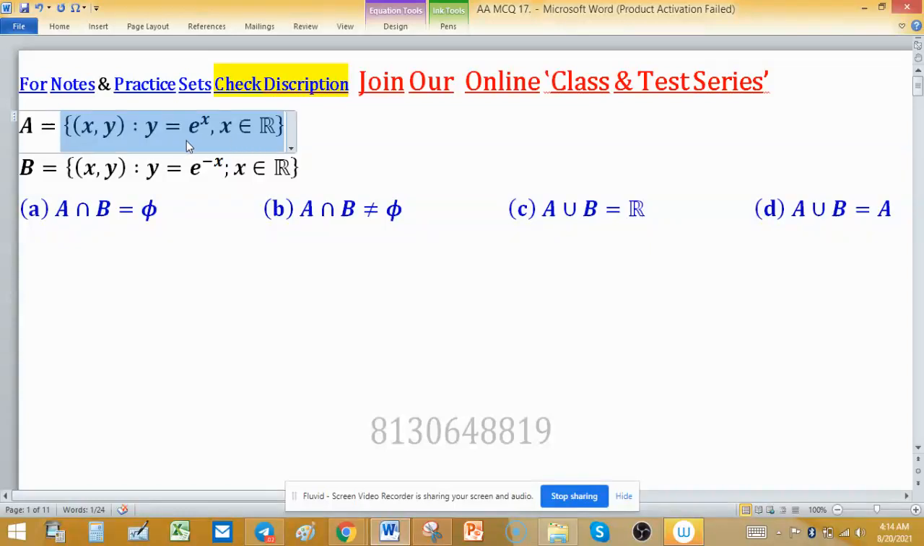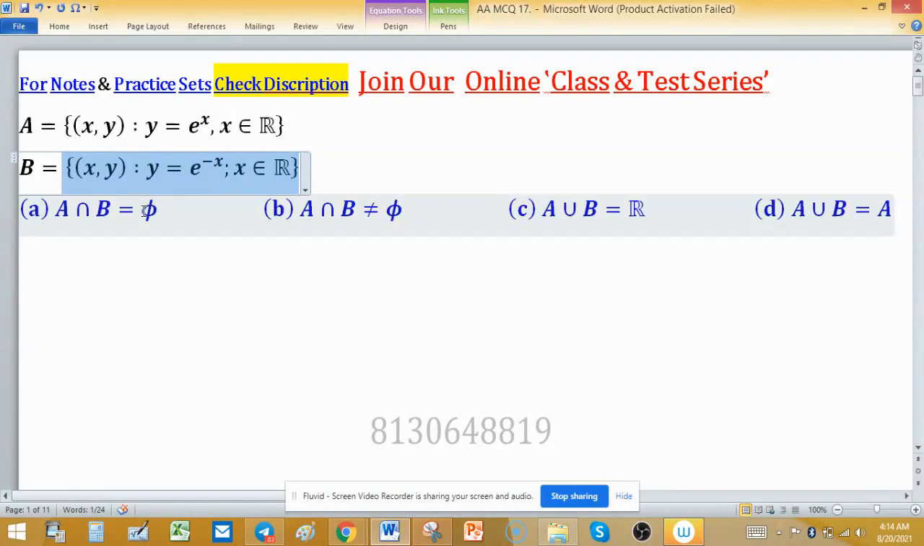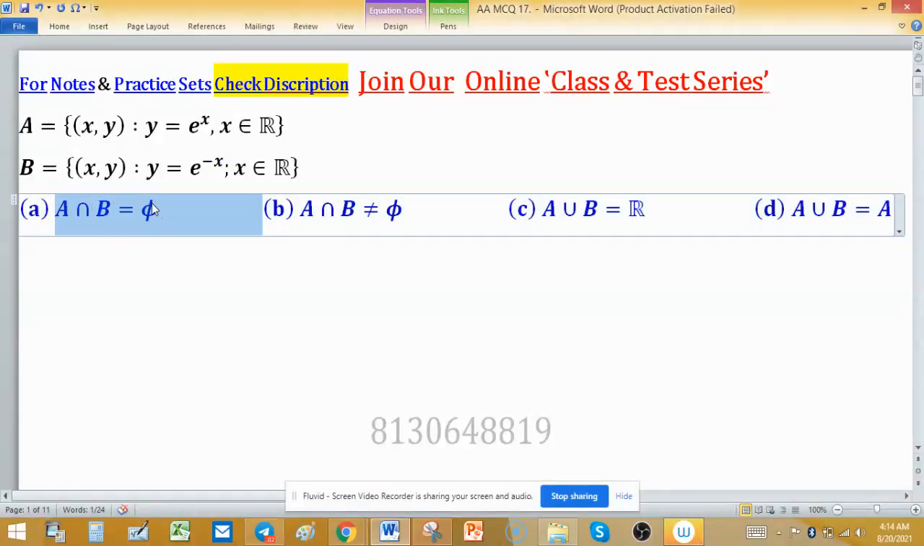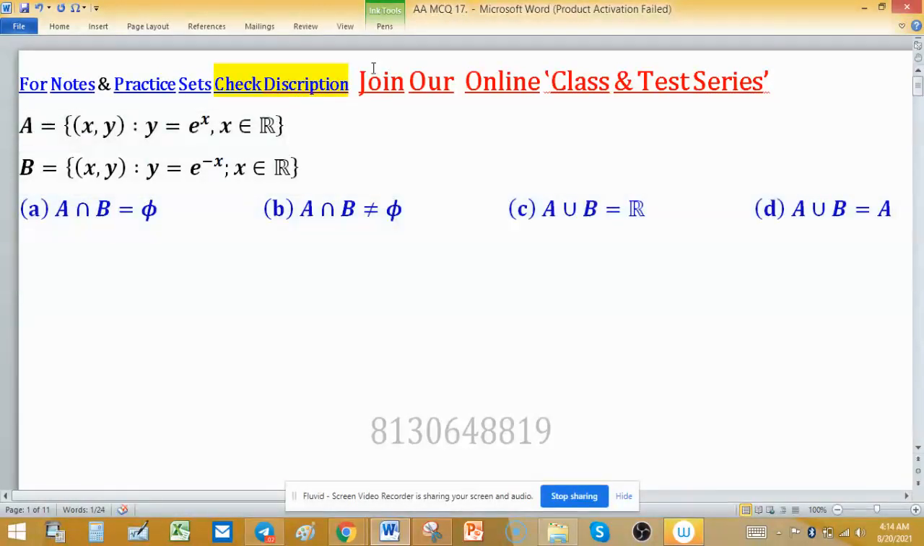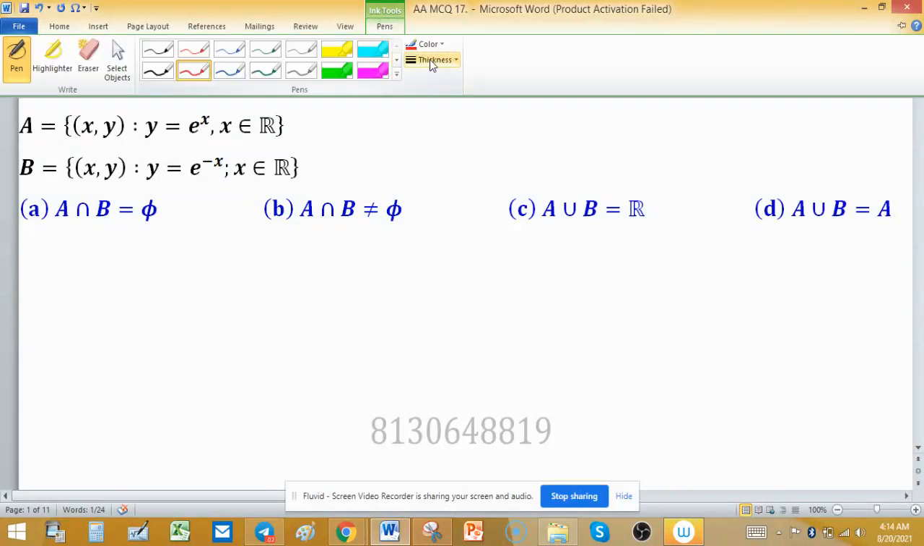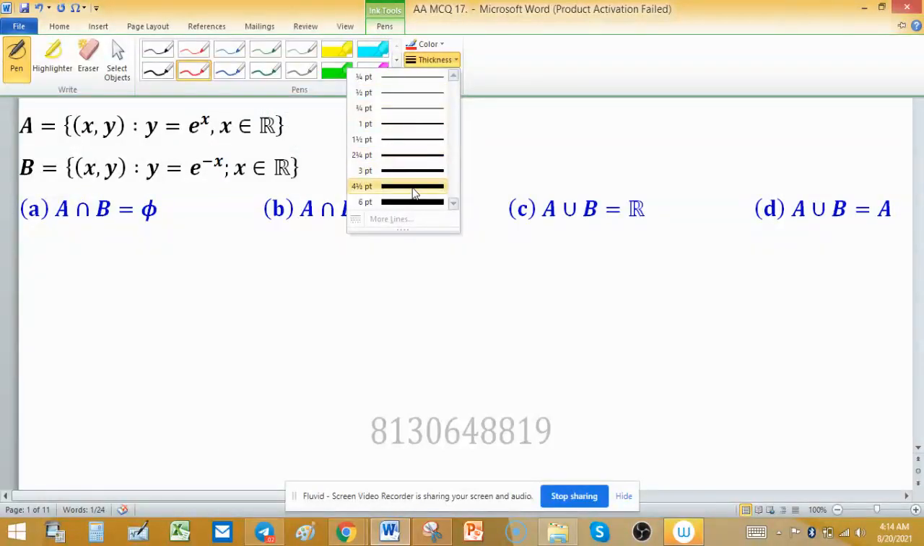Set A is given by this set builder notation and set B is given by this set builder notation. So we have to tell about the intersection of A and B. It will be an empty set, it will not be an empty set, it will be equal to the set of real numbers, or the union is equal to A. We have to find which option is correct.